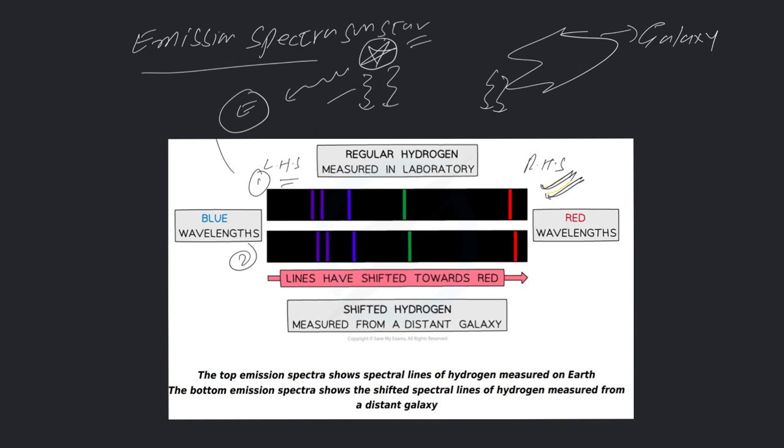But when you receive the light from a distant galaxy, a very far away galaxy, and here is the Earth, and you analyse or obtain the spectrum of this light, there was a strange thing. Two changes were observed. Number one, the lines were shifted towards red. There was an increase in wavelength, and the lines were shifted towards red.